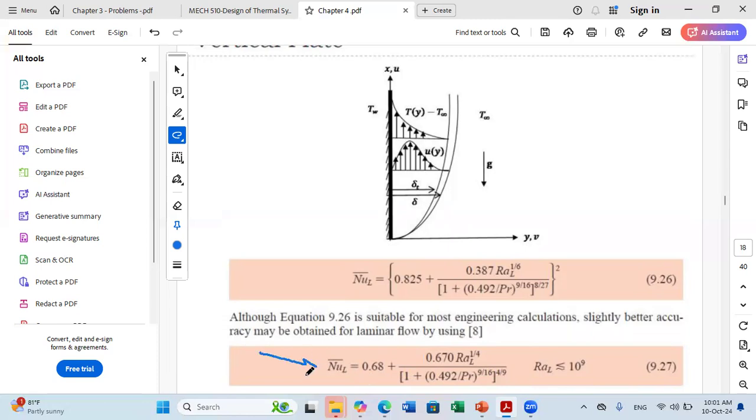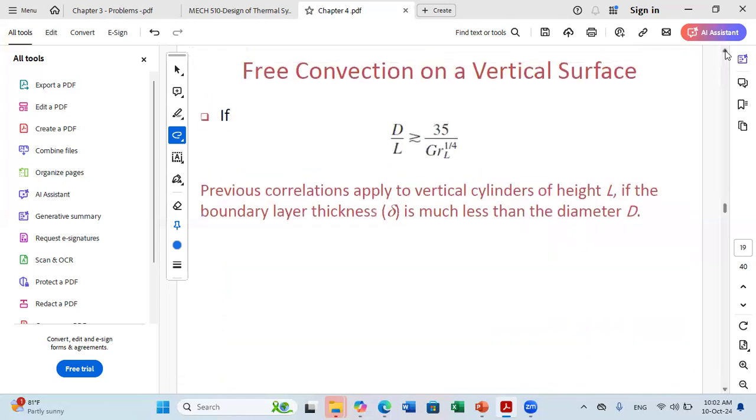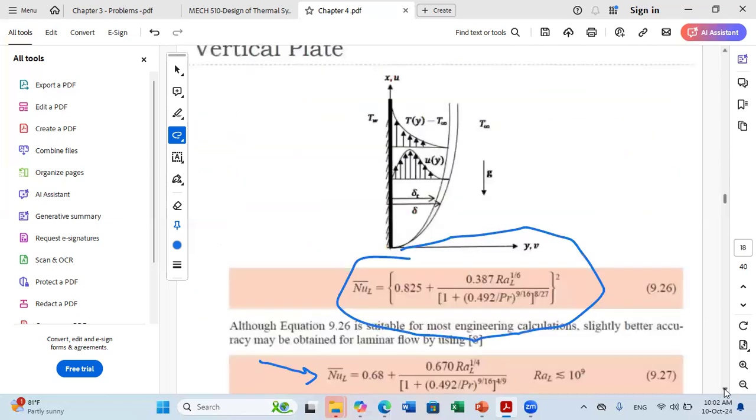Okay, this formula is general, and it will work for all Rayleigh numbers. So in case you didn't find a formula, if Rayleigh is not smaller than 10^9 and also it's not satisfying the conditions that we have seen in this slide, it will be smaller or larger than 10^9. If larger than 10^9, it's good to use this one. If smaller than 10^9, you can use this one.